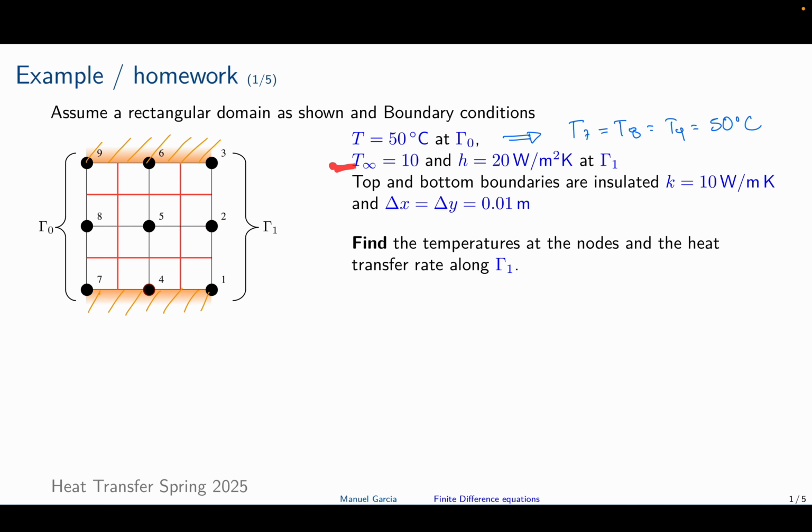The second boundary condition is T infinity. We have a fluid on the right hand side at a temperature of 10 degrees Celsius, and a convection coefficient of 20 watts per meter squared Kelvin. All these nodes are subject to that boundary condition. For this problem, we take delta x equal to delta y equal to 0.01 meters, and what we want to find is the temperature at nodes 1, 2, 3, 4, 5, and 6. To do that, we have to set up the equations for each one of the cells: this cell, this cell, this cell, and this, and this.